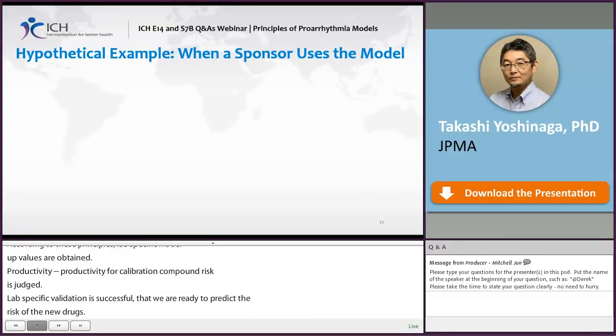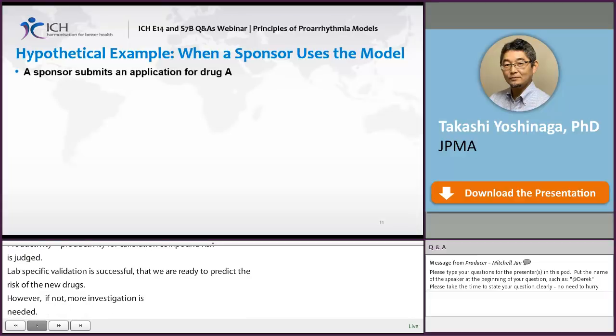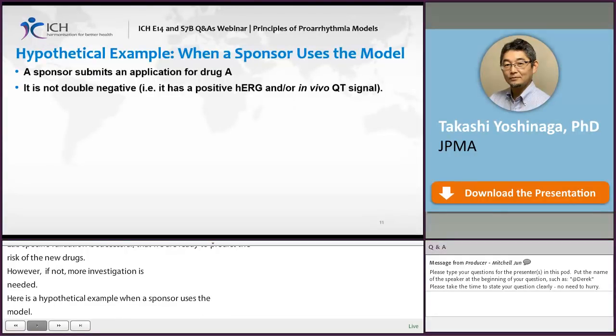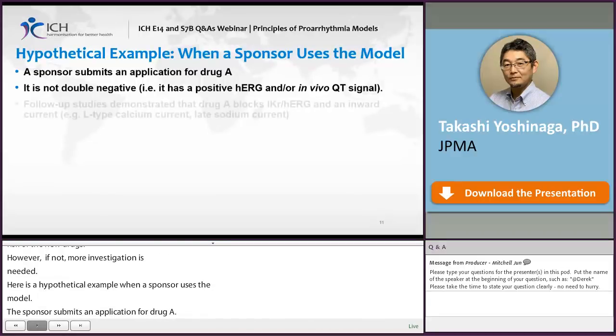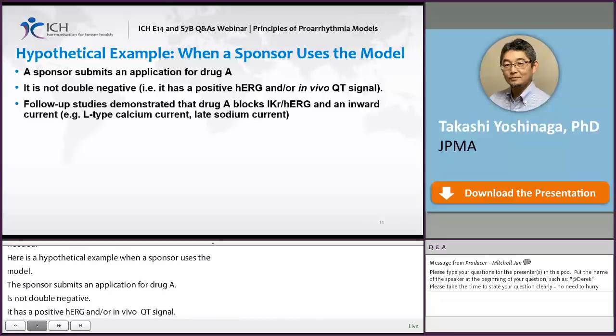Here is a hypothetical example of when a sponsor uses the model. A sponsor submits an application for drug A. It is not double negative. It has a positive hERG and/or in vivo QT signal. Follow-up studies demonstrated that drug A blocks hERG and an inward current, such as L-type calcium current or late sodium current.